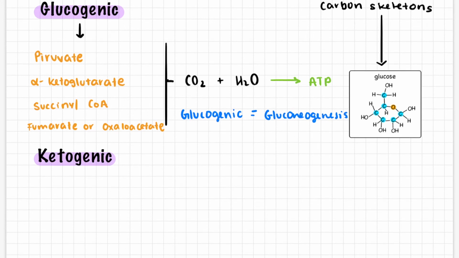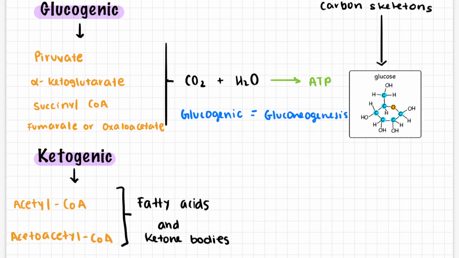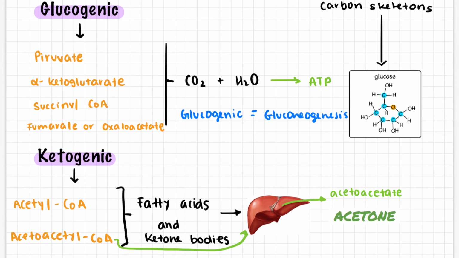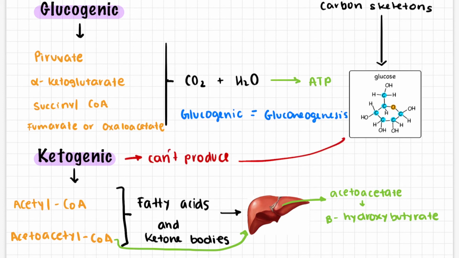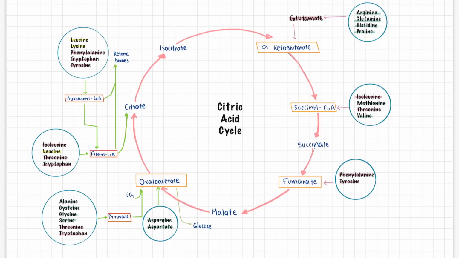In contrast, ketogenic amino acids are broken down into acetyl-CoA and acetoacetyl-CoA, and they can give fatty acids and ketone bodies in the liver, where acetoacetyl-CoA is converted into acetoacetate, and subsequently into acetone and beta-hydroxybutyrate. This type of amino acid cannot produce glucose molecules in humans. A third group of amino acids are catabolized to both glucogenic and ketogenic intermediates. We already mentioned that amino acids are grouped together according to their final degradation product. Some amino acids can be glucogenic and ketogenic because they are degraded to different final products.